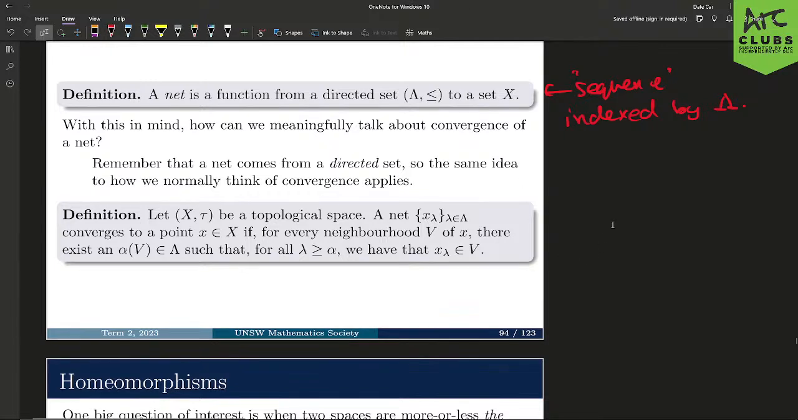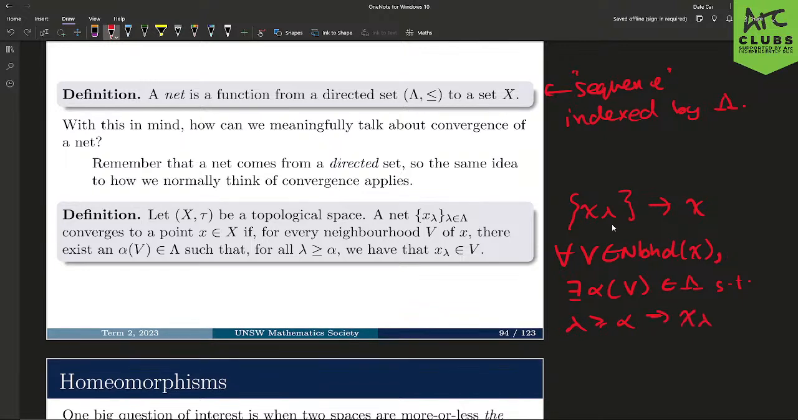And we have a definition for convergence inside a net. So x lambda converges to x if for all v inside the neighborhood of x, there exists an alpha which can depend on v, such that if something's larger than alpha, then x lambda is inside the neighborhood. So it's the same thing as a normal sequence, except now it's not necessary to have just a sequence, or to have every element be comparable.